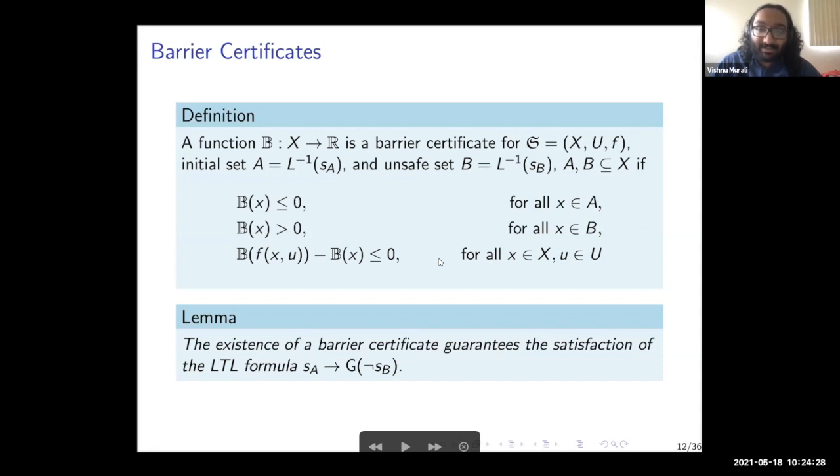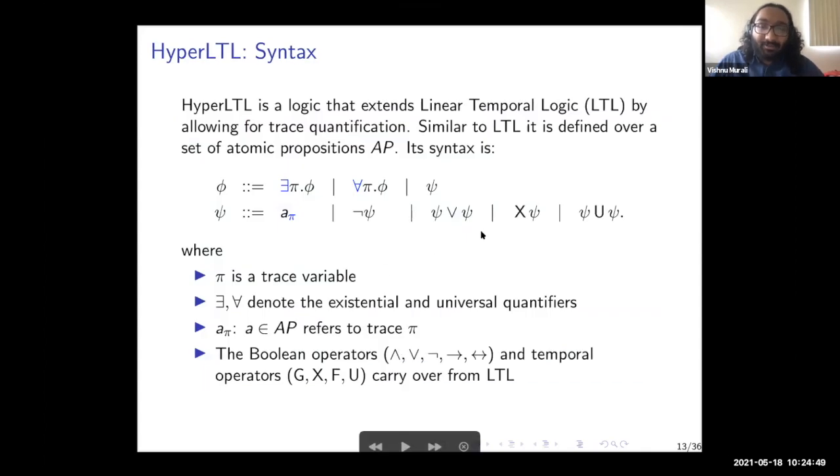And if we can find such a barrier certificate, we can guarantee that the system satisfies the LTL formula SA implies globally not SB. That is, any trace starting from SA will never satisfy SB. With this in mind, let us now have a look at the syntax of HyperLTL and see how things differ. We notice a lot of similarities to LTL, but notice a few differences as well. For example, there exists pi such that phi, or for every pi, phi. We use pi to denote a trace variable, and we interpret this as there exists a trace pi such that phi holds, or for every trace pi, phi holds.